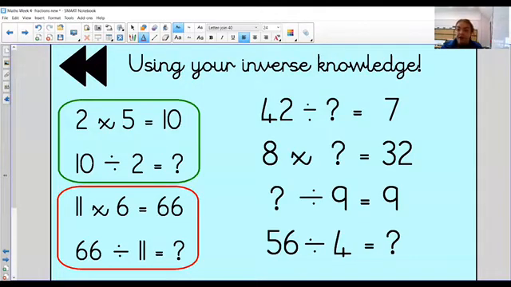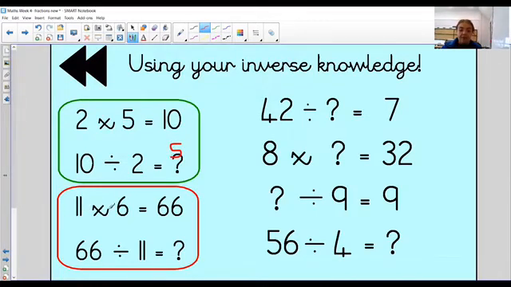Brilliant. So hopefully you've had a go at that now. If you haven't, make sure you have a go before I start carrying on telling you all of the answers. So what we're going to do, where is my pen? Let me just get my pen. There it is. I'm going to do it in red so you can see. So I know here that 2 times by 5 is 10. So using my knowledge of fact families, I know that 10 divided by 2 must be 5.